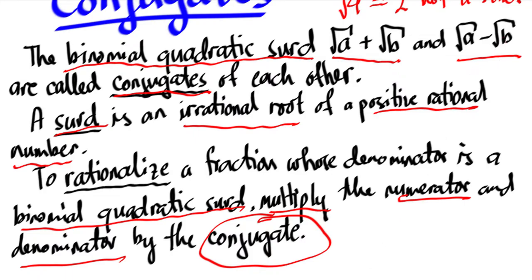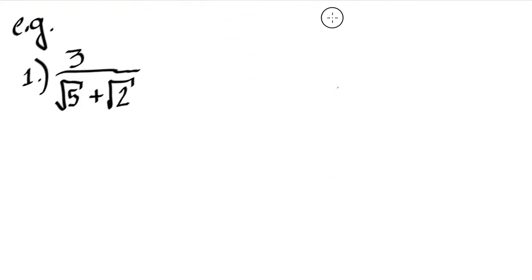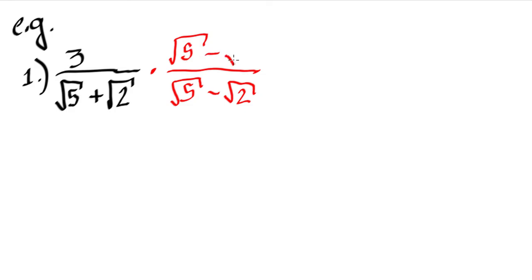To give you an example of one application of the conjugates, let's take a look at this example here. We have 3 all over square root of 5 plus square root of 2. Remember in our radicals, we cannot have a radical in the denominator. So square root of 5 plus square root of 2 cannot stay there in the denominator. What we're going to do is multiply this by its conjugate. The conjugate of this is square root of 5 minus square root of 2. Since we just want to multiply this by 1, this is just 1 in a fancy way.